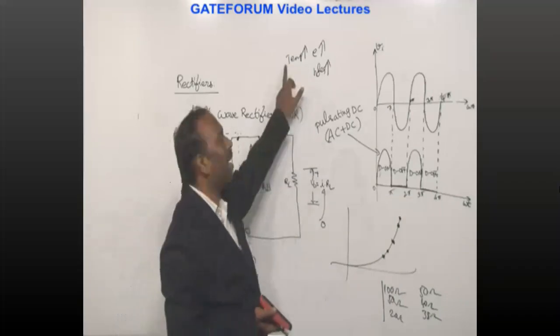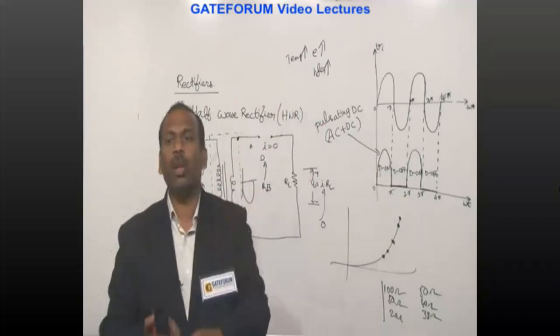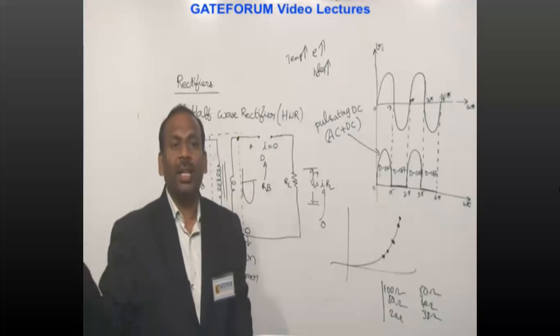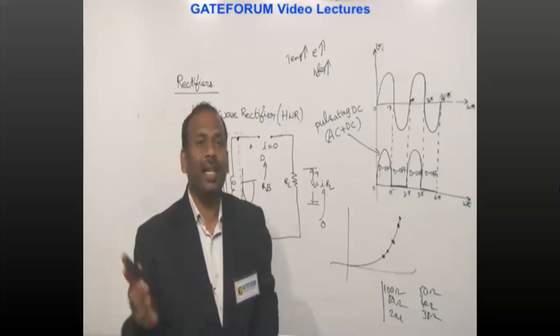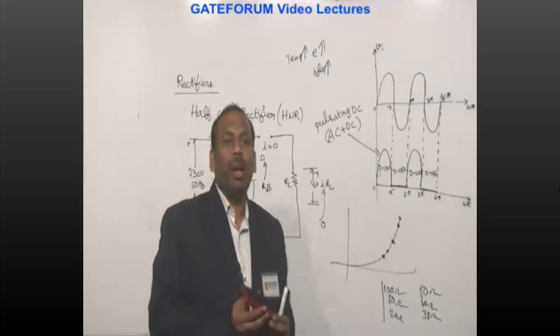Next, Shivaram Krishna: Sir, in a semiconductor, as temperature increases, more electron hole pairs are generated. Yes, I already explained that. As temperature increases, thermal energy increases, more covalent bonds are broken, therefore electron hole pairs are generated, so concentration increases.